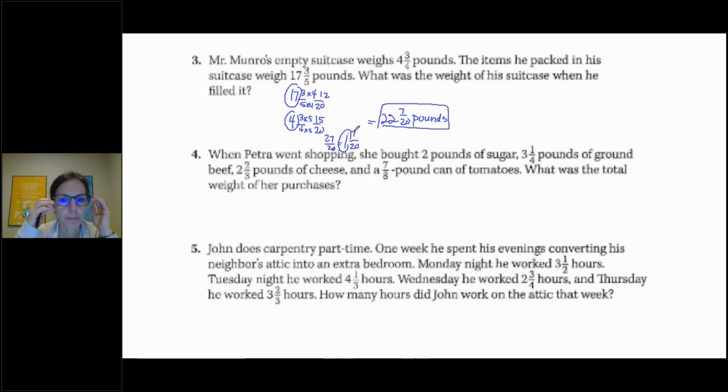All right. Read the problem. I'm going to read it. I'll read it quiet too. Okay, what are you going to do with all those numbers? Well, we have to add them. One of them's 3 and 1/4. One of them's 2 and 2/3, and one of them's 7/8.